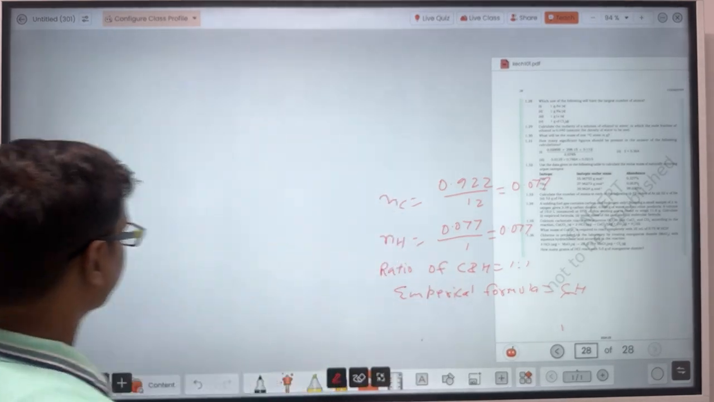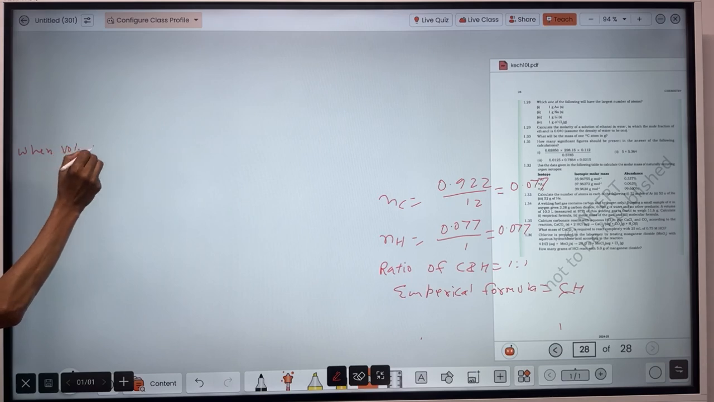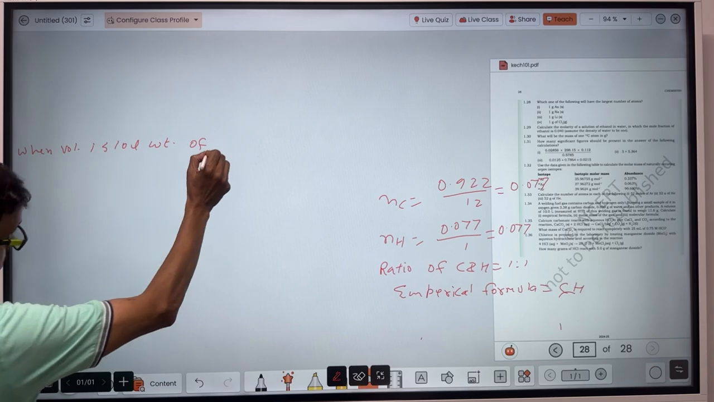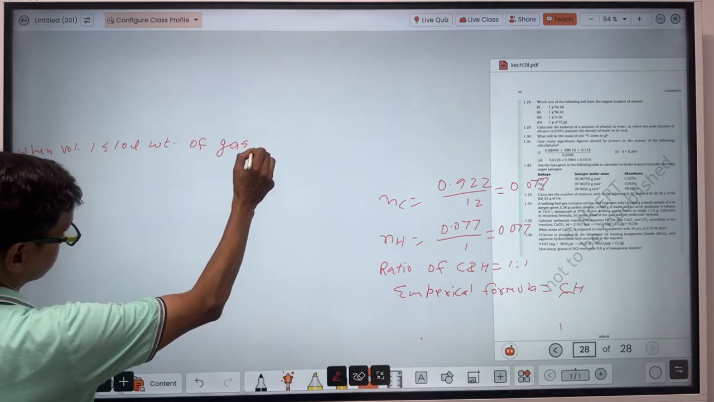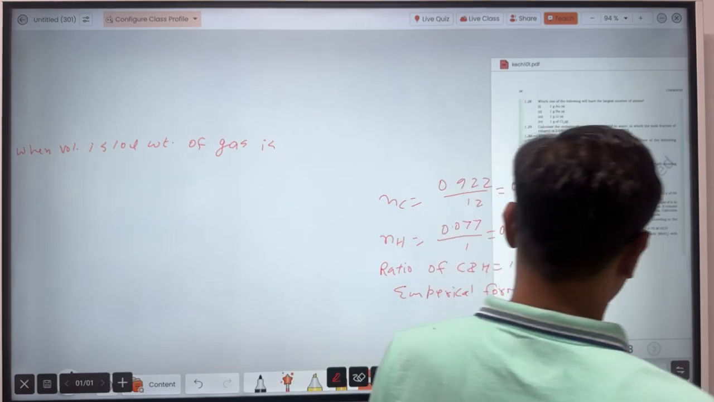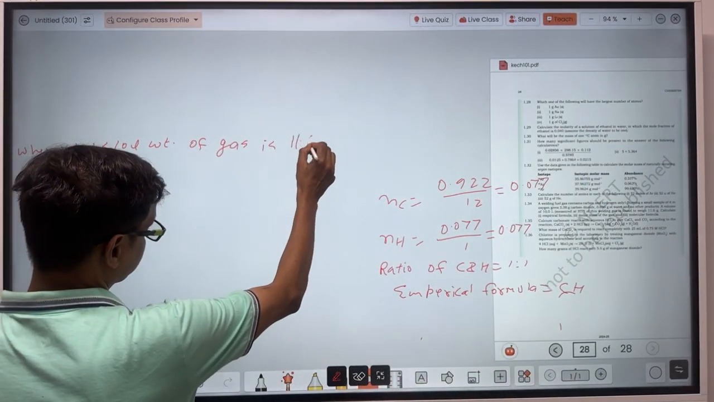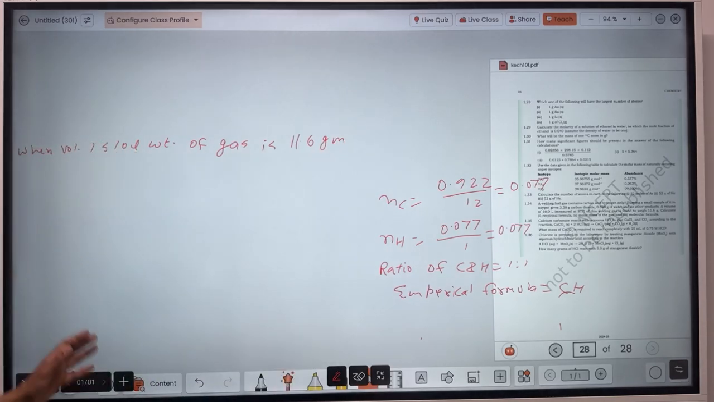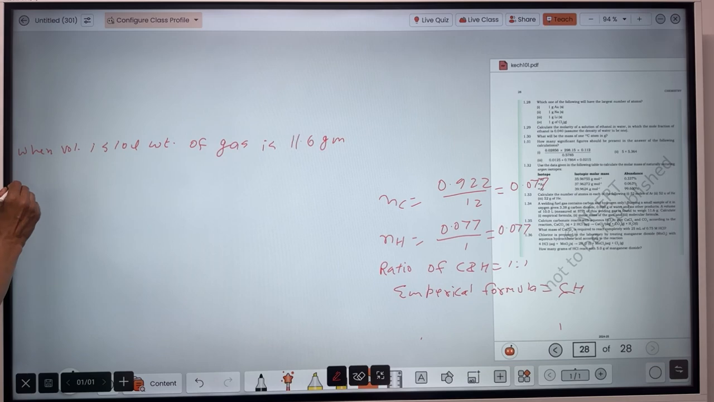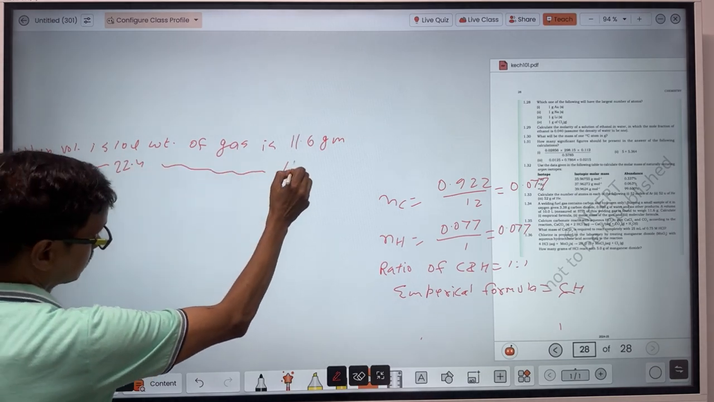So what here? 10 liter volume, (11.6 gram). So when the volume of this gas will be 10 liter, then its weight is 11.6 gram. So you will have to find out when its volume will be 22.4 liter. Then what will be there?